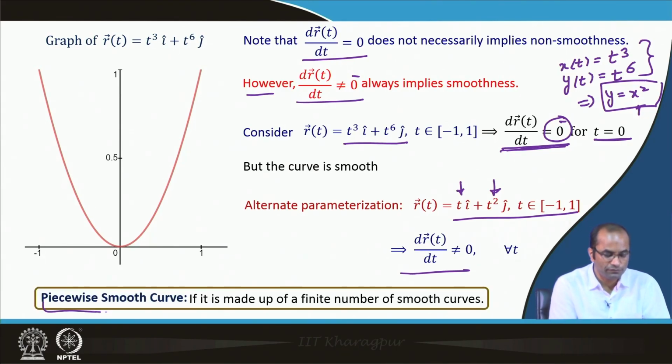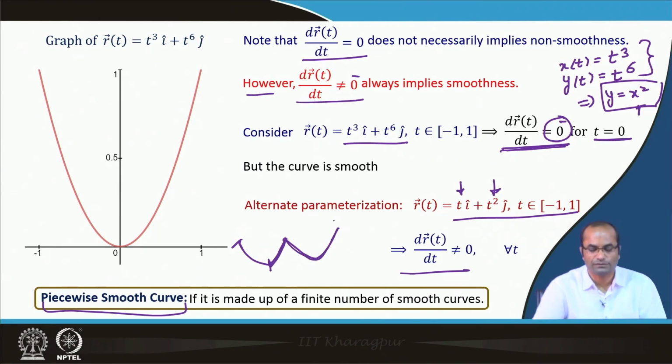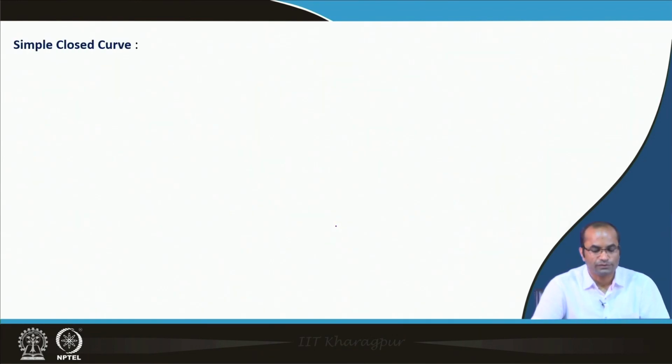So, there is a term which we will also be using, the piecewise smooth curve. If a curve is made up of a finite number of smooth curves, there can be sharp corners, but from here to here the curve is smooth, again in this part the curve is smooth, and again in this part the curve is smooth. So, here we will call this curve piecewise smooth. This is not a smooth curve as a whole, but in pieces this curve is smooth.